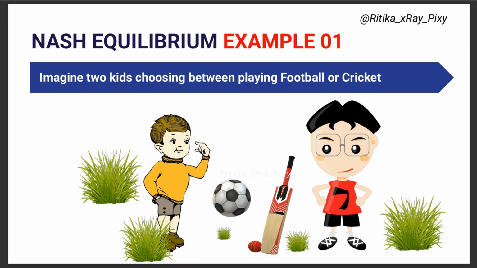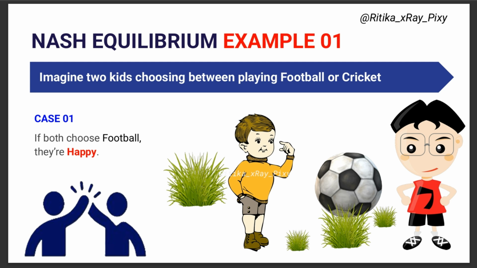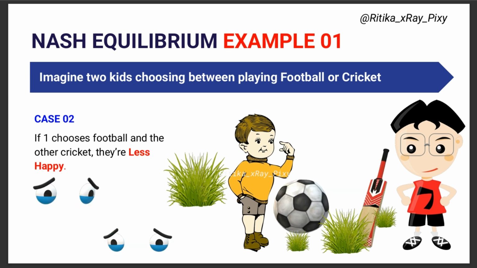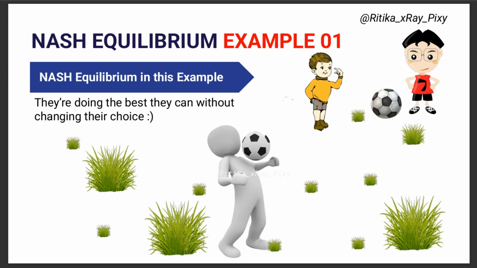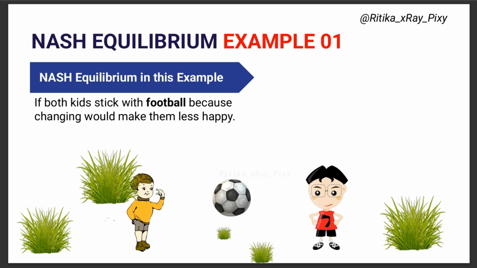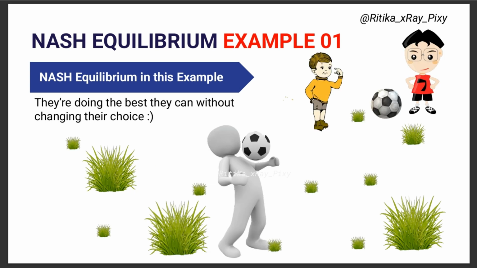For example, two kids choosing between playing football or cricket. First case, if both choose football, both are happy. Second case, if one chooses football and the other cricket, they are less happy. Third case, if both choose cricket, they are okay. So if both kids continue playing football because they know it would make them happier, that is Nash equilibrium. By playing football, both are doing the best without changing their choices.